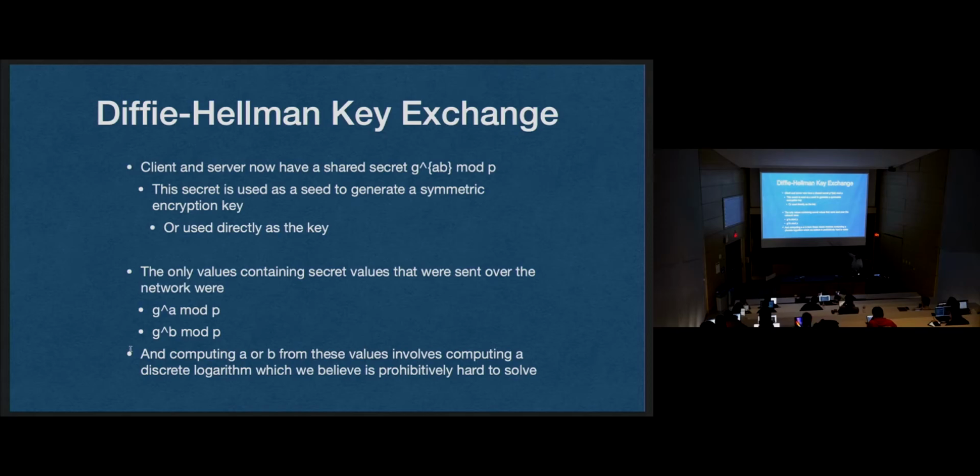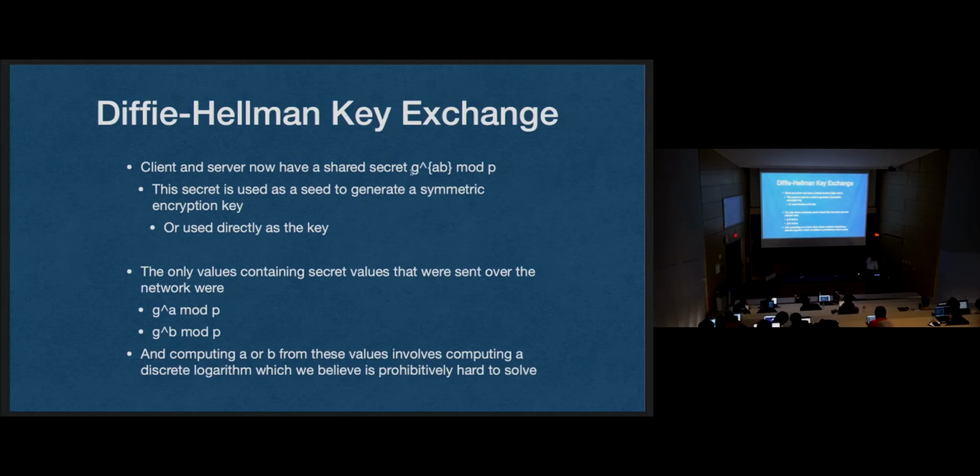Any eavesdropper has both of these values, but you can't take those two values and compute G to the AB mod P, because you can't take the discrete log and compute B and then raise the other one to that power. They just can't do that mathematically. We believe that that's too hard to do, and we're going to bank our entire encrypted lives on it.